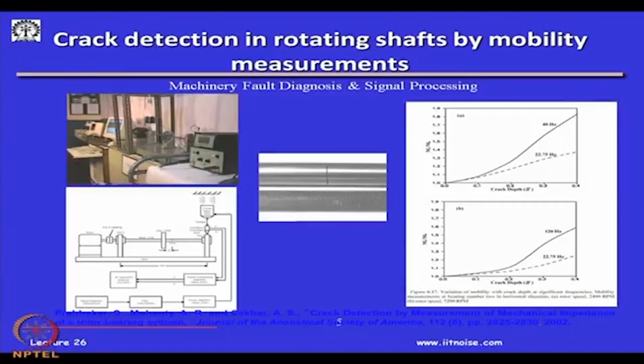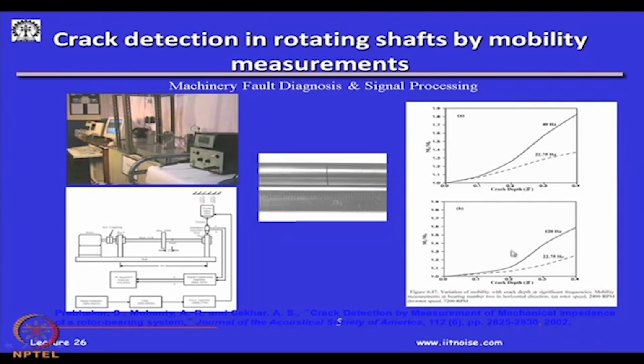This is an experiment which we did in the laboratory. This is a shaft, about a 12 mm shaft, where we cut a sawtooth crack onto the shaft using a hacksaw. Because of this, we rotated it at a particular speed, and then we tried to see what is the change in the mobility.